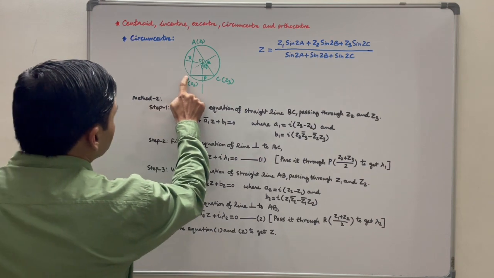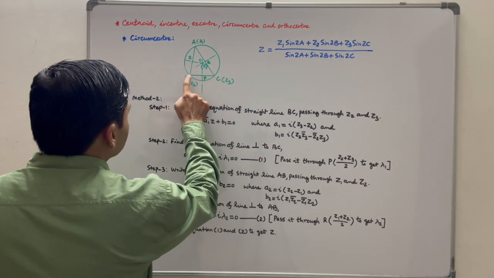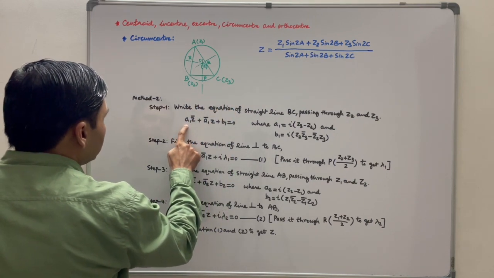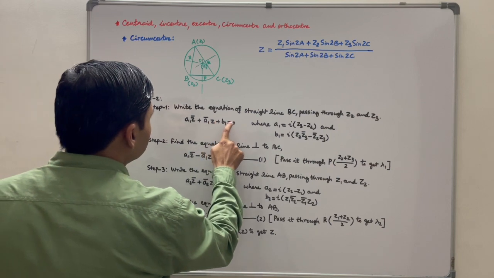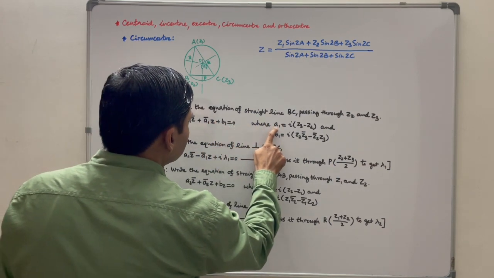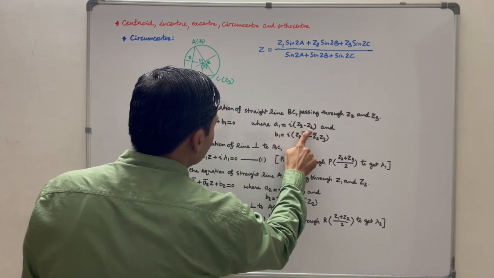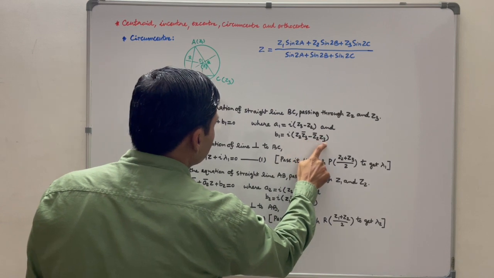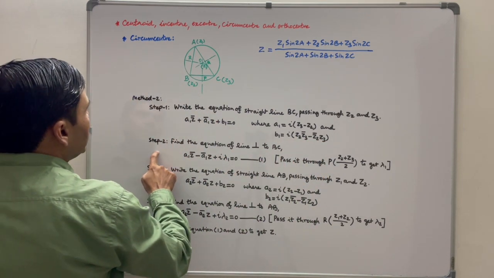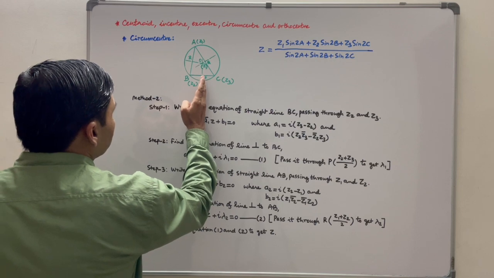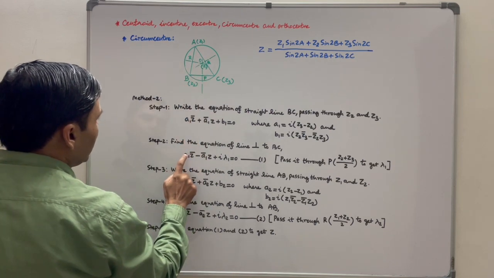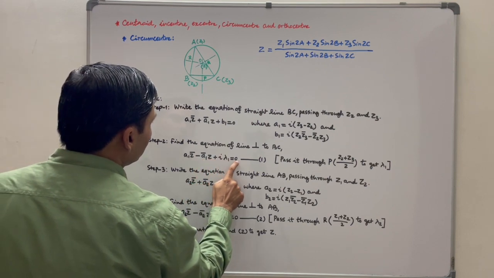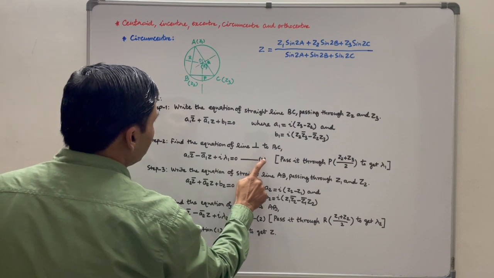First step, write the equation of a straight line BC that passes through Z2 and Z3. Suppose its equation is given by A1Z bar plus A1 bar Z plus B1 is equal to 0, where A1 is equal to I into Z3 minus Z2 and B1 is equal to I into Z2 Z3 bar minus Z2 bar Z3. Next, we will write the equation of a straight line that is perpendicular to BC, and it is given by A1Z bar minus A1 bar Z plus I lambda 1 is equal to 0. Suppose this is equation number 1.